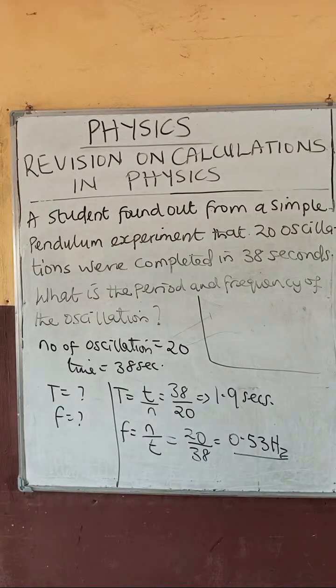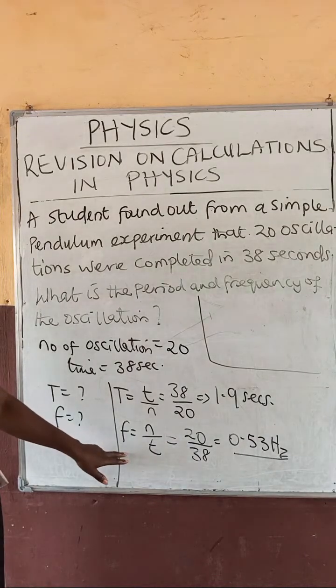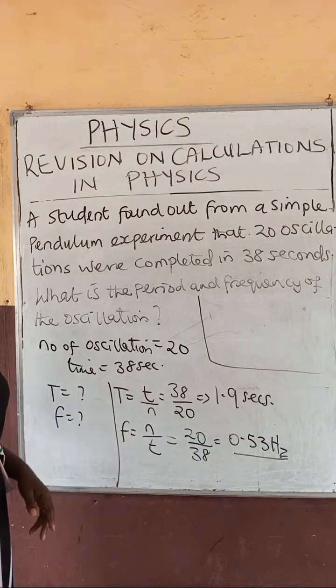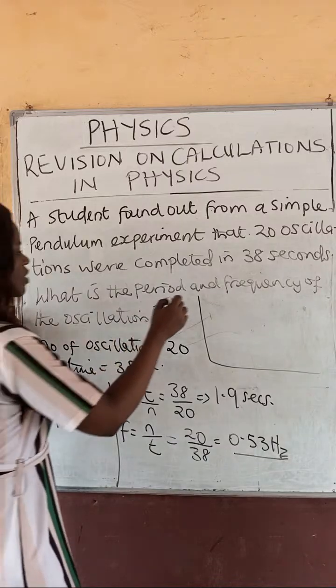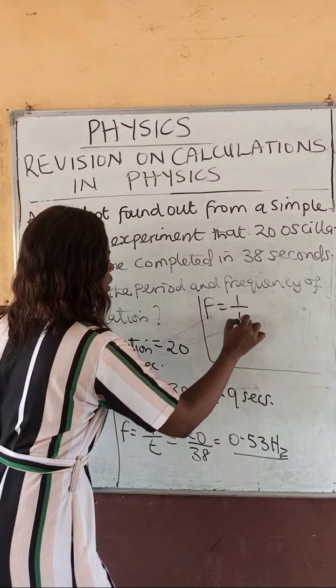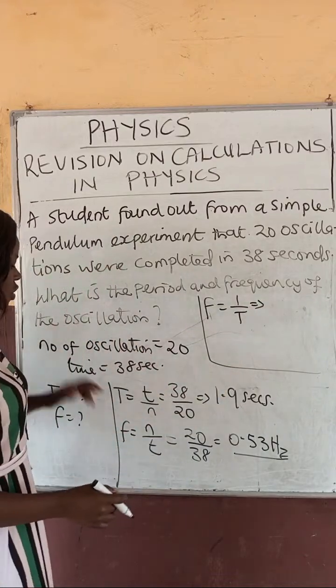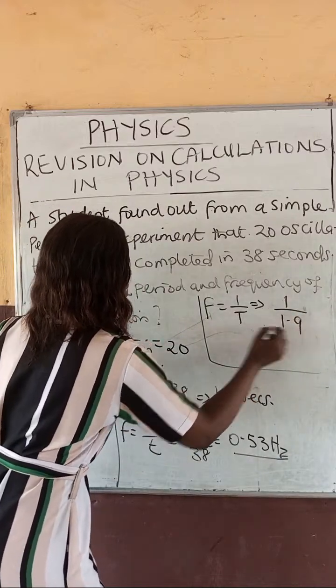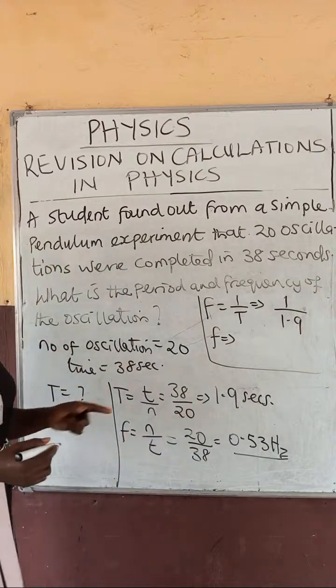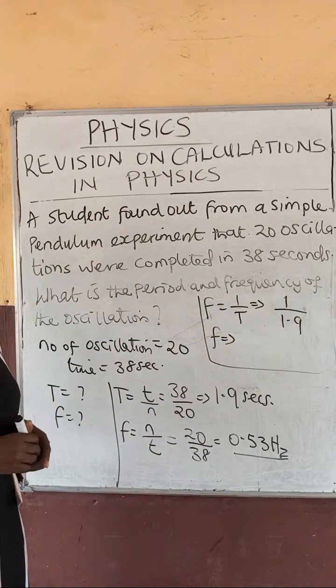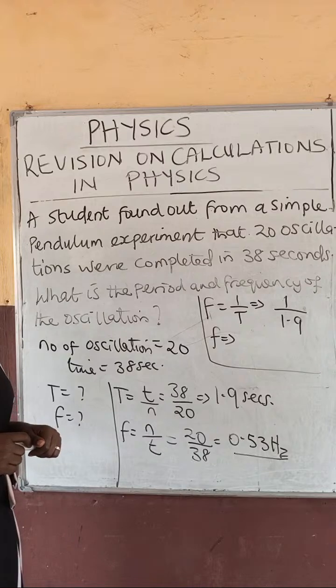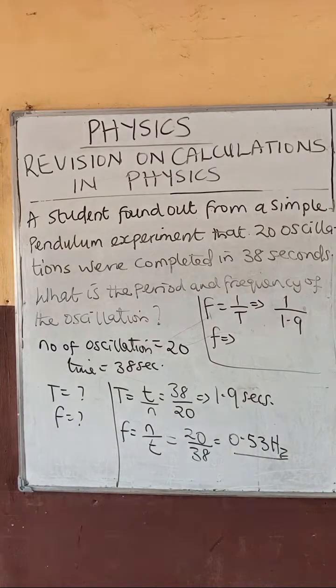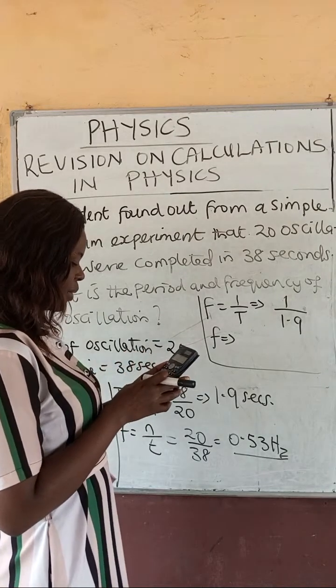All right, I said I've gotten this frequency to be 0.53 Hz. So I can still use this method by saying frequency is 1 over what? Period, okay? So I will say 1 over, what's my period? 1.9. So let me try that method and see whether I'm still going to get the frequency as 0.53 Hz, right? Okay. So I will say 1 divided by 1.9.